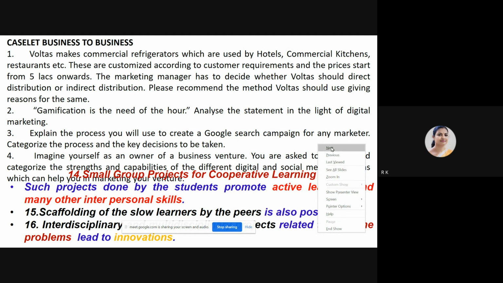Okay, a small caselet. Because we are using a lot of case studies, then it might not probably render a probable, I should say, a method to achieve those particular results. Okay. Another one is gamification. We say it is a need of the hour. Okay. We say, but what happens? Analyze the statement in the light of digital marketing. So digital marketing is the future. Now analyze this gamification, which is the need of the hour. So just let me know how it can be done.